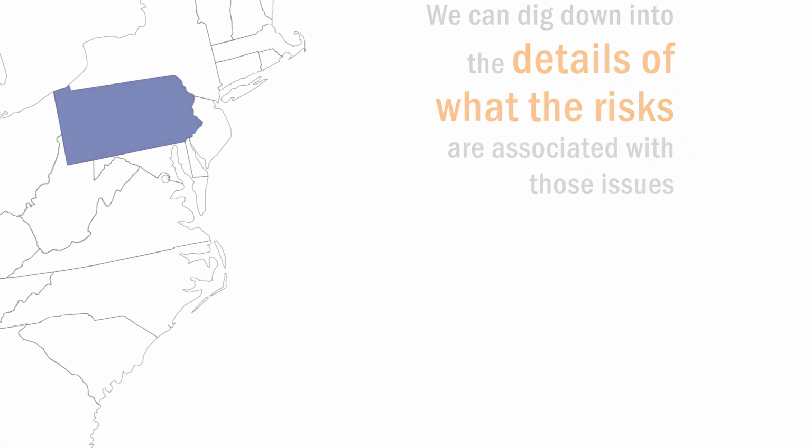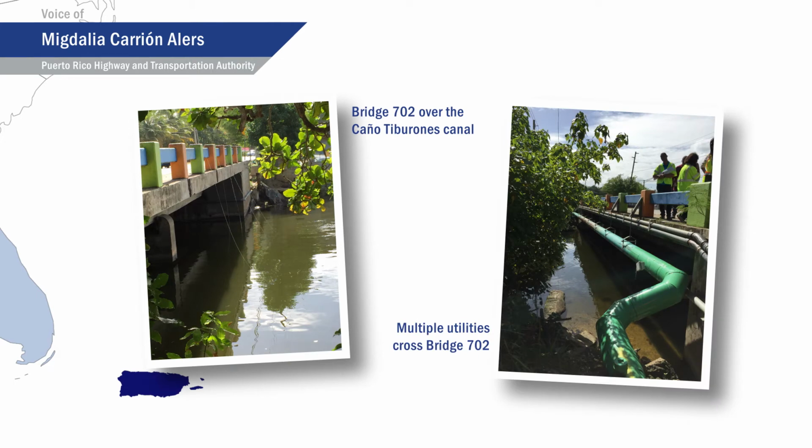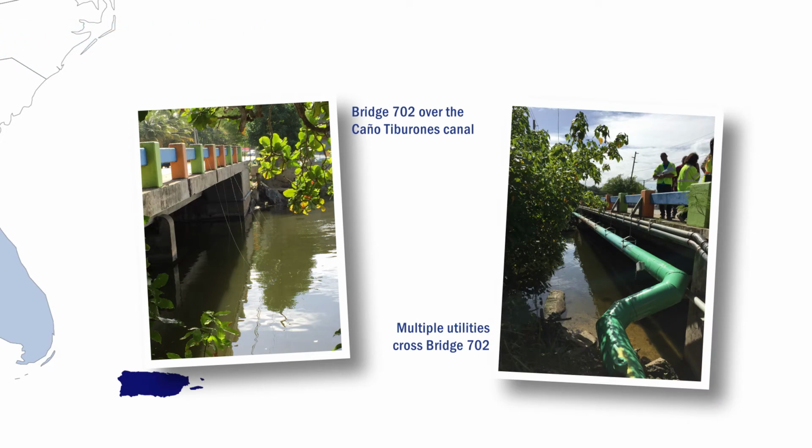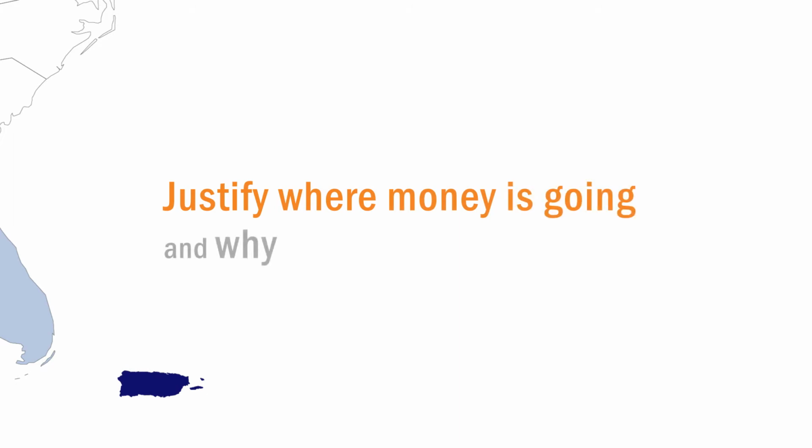Right now, Puerto Rico is confronting some economic challenges. I see R09 as a tool that helps us use our resources more efficiently and justify where money is going and why it's going there.